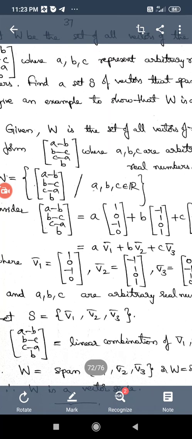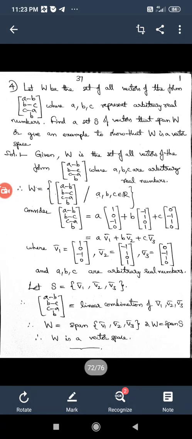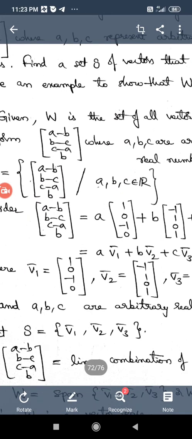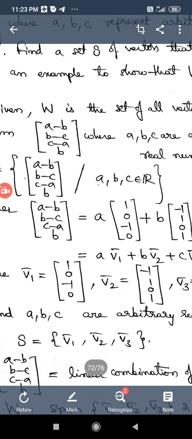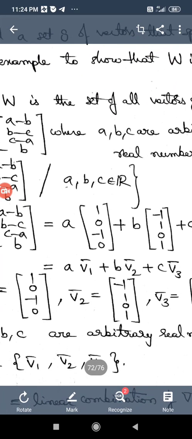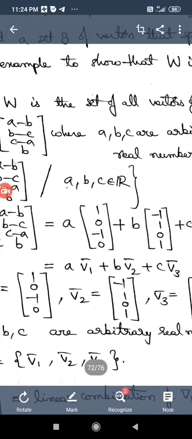Now coming to solve the problem, the first point we have to write is W is the set of all vectors of the form (A minus B, B minus C, C minus A, B), which is given in the problem, where it is also given that A, B, C are arbitrary real numbers.